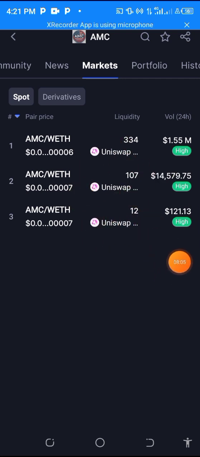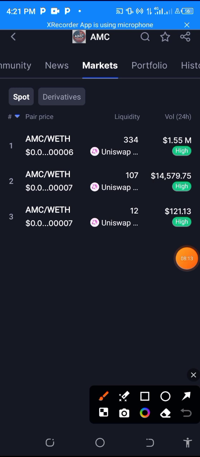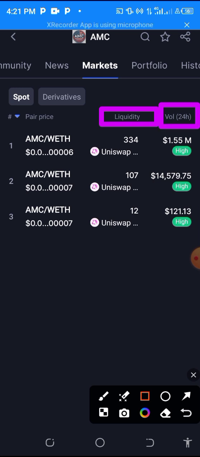Another thing you have to check is the liquidity of the pair, and the 24 hours volume. 24 hours volume means the amount of money people have been putting into this coin in the past 24 hours. Within the past 24 hours, how much people have been using to trade this coin. The higher the 24 hours volume, the higher the probability of the coin to rise.